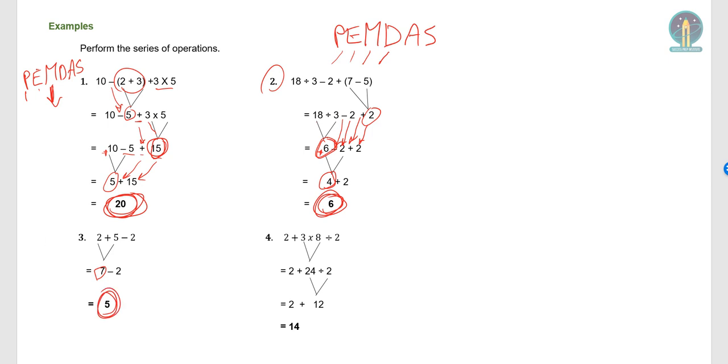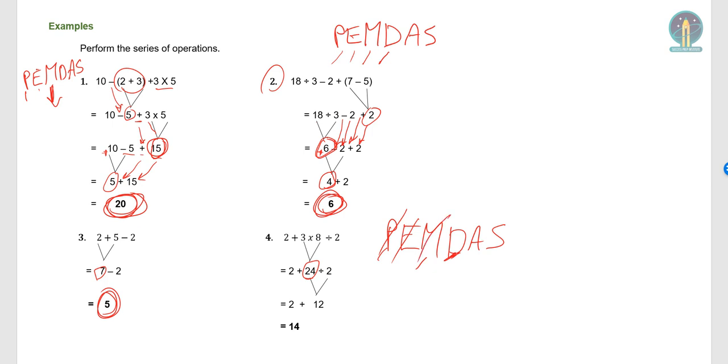2 plus 3 times 8 divided by 2. So I have no parentheses. Again, let's write the mnemonic so we remember it, right? PEMDAS. So we don't have parentheses. We don't have exponents. We do have multiplication, right? 3 times 8 gives me 24.